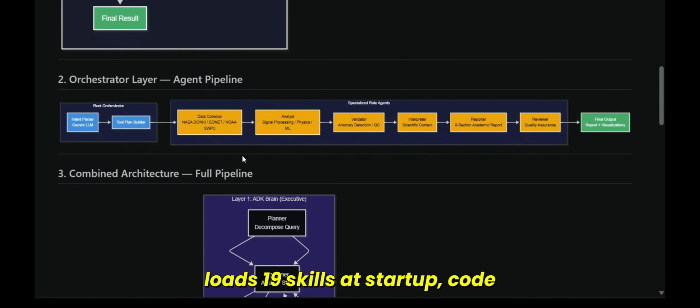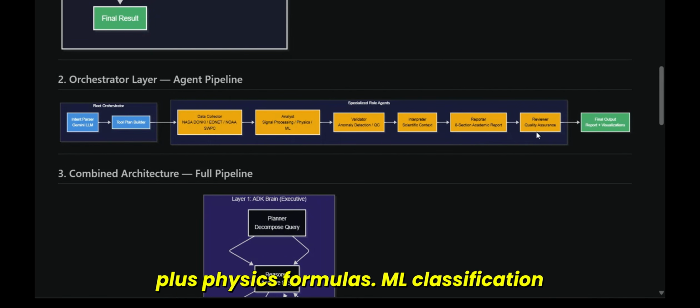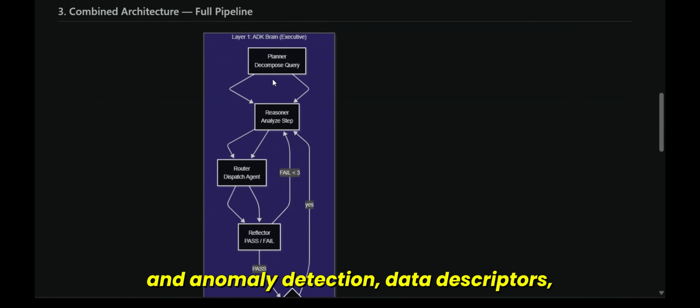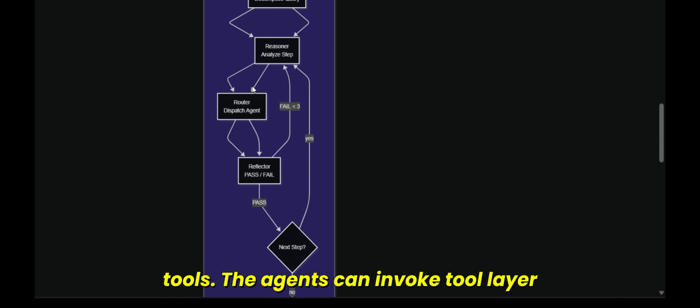Each agent loads 19 skills at startup: code generation, causal chain building, 30+ physics formulas, ML classification and anomaly detection, data descriptors, and more, each registered as autonomous tools the agents can invoke.